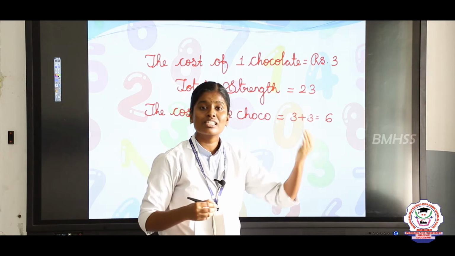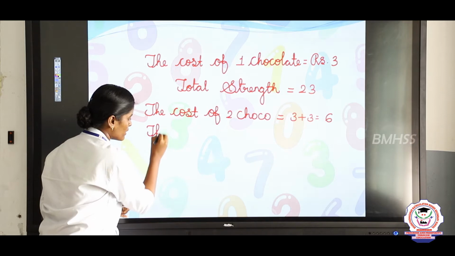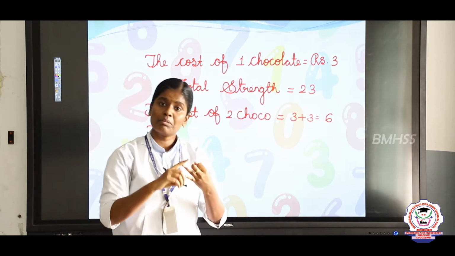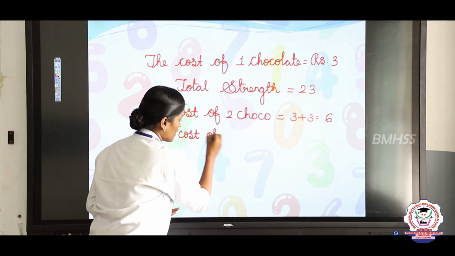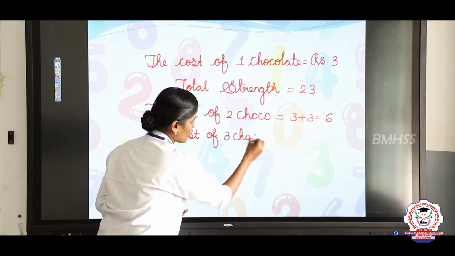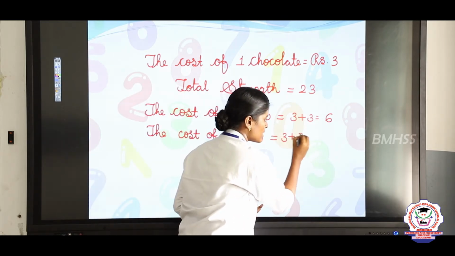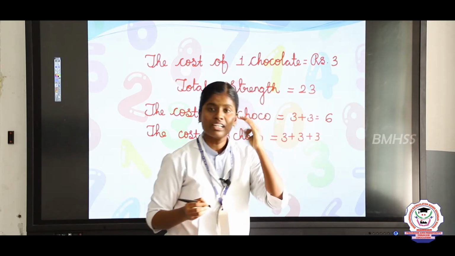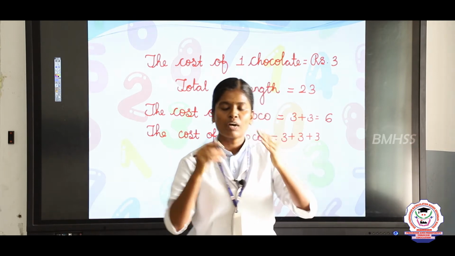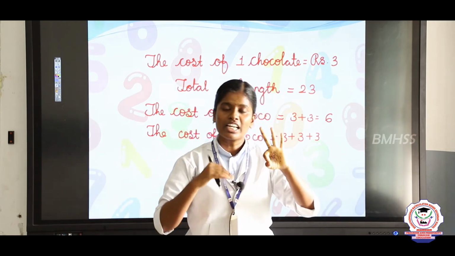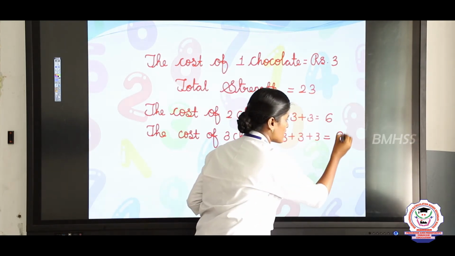Now, tell me Nasreen, what is the cost of 3 chocolates? The cost of 3 chocolates is 9 rupees. Take 3 plus 3 plus 3. Keep 3 in the mind, 3 on the finger. 3, after that 4, 5, 6. Now keep 6 in the mind, 3 on the finger. 6, after that 7, 8, 9. So the answer is 9.